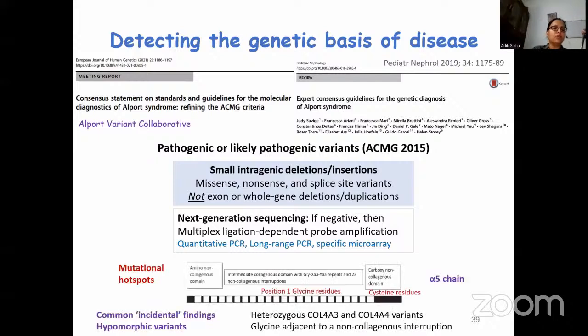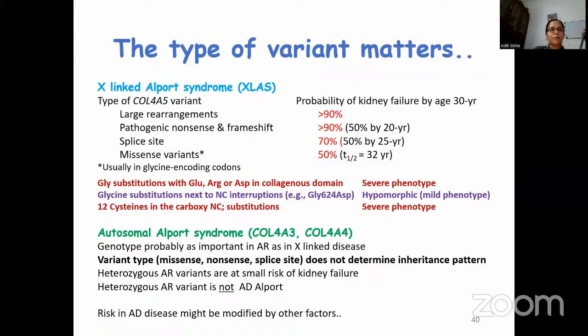There are certain mutational hotspots in the protein. There are certain variations that are known to be incidental findings and therefore not of significance. There are also certain variants that are known to cause a hypomorphic phenotype. The type of variant really determines the severity of disease in X-linked Alport. So large rearrangements and frame shift truncating changes are known to have a high probability of kidney failure, the splice site ones intermediate probability, and the missense ones relatively low probability. Certain substitutions are considered to have severe phenotype, others mild phenotype.